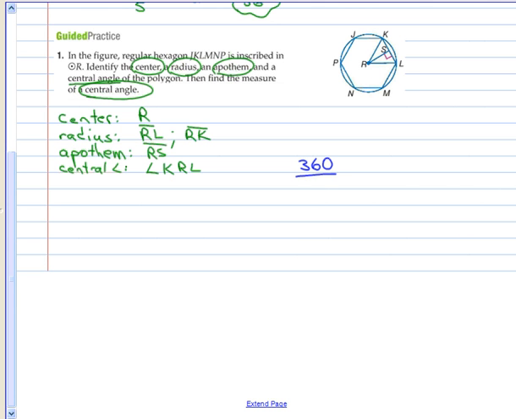360, we'd have to divide it into 6 parts because that's how many sides we have, and that gives us 60 degrees. So if I looked at this little right triangle formed by that apothem, what type of triangle? That's a 30, 60, 90 triangle. It is a special triangle.